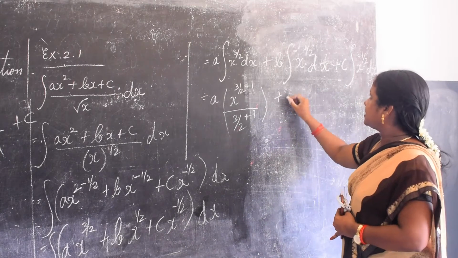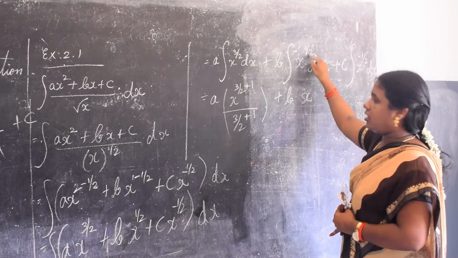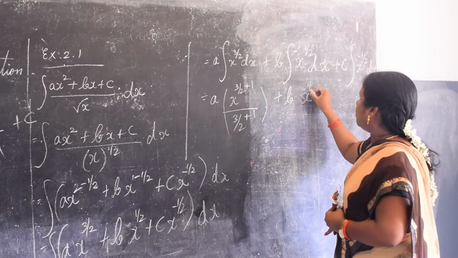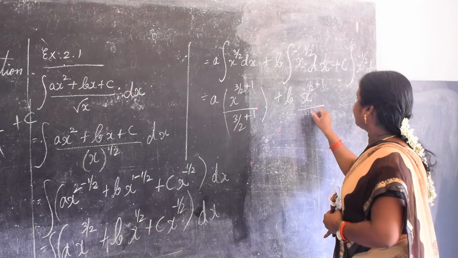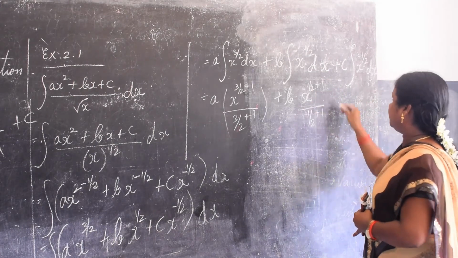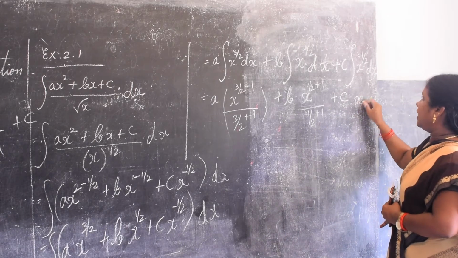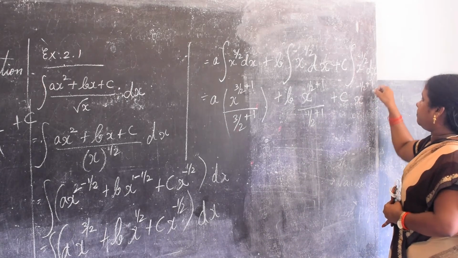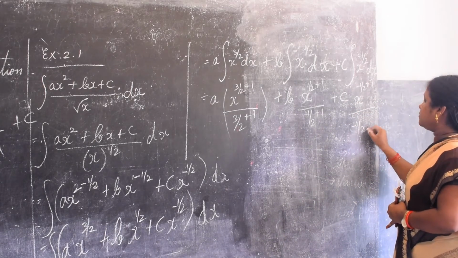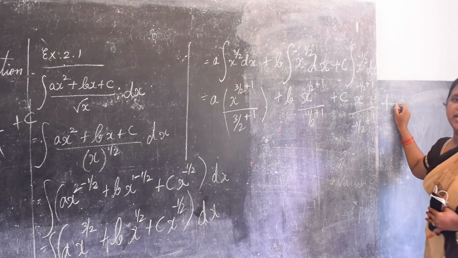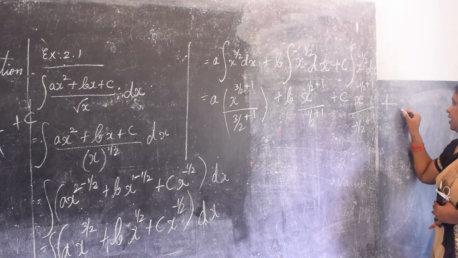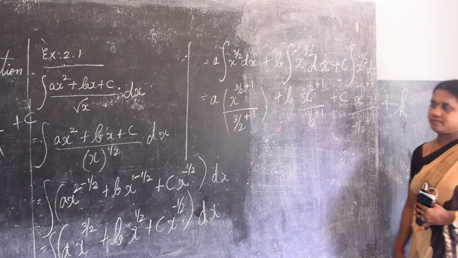Next, plus b x power, here our power is 1 by 2. So 1 by 2 plus 1, plus c x power minus 1 by 2 plus 1. At last you have to write the constant here. Any variable you can write. Here I am going to write it as k.